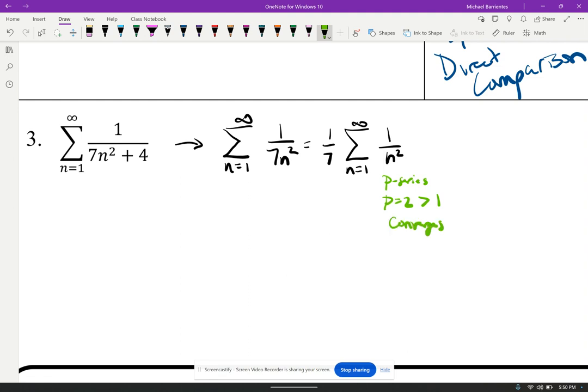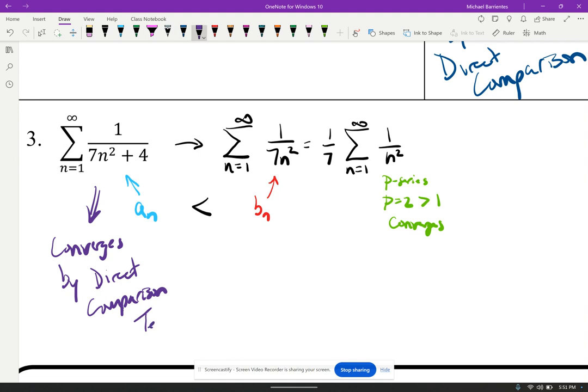Okay, but now I have to compare the one I just found with the original one. Which is the bigger one? Which is b sub n? Well, when I look at the denominator, this is 7n squared plus 4. This is 7n squared. So this denominator is bigger. But when the denominator is bigger, the fraction as a whole is smaller. That means this is the bigger function. I'm sorry, the bigger series, or the series with the bigger terms. And therefore, if this bigger one converges, then the smaller one has to converge as well. And I can write that and say this converges by direct comparison test.